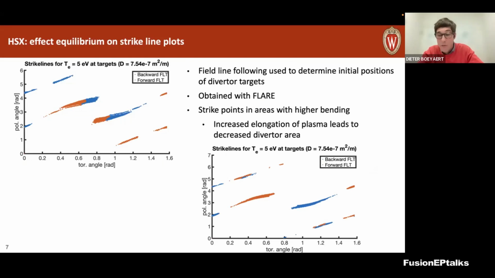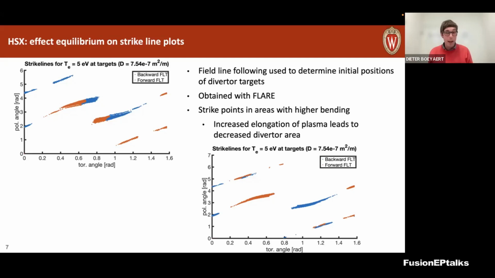The first thing we check with that is that we have different magnetic configurations. What is the effect of that on our strike line locations? As I mentioned before, HSX was originally built to study core confinement, and that's still one of the things it is currently used for. For that, we have our current standard configuration, the configuration in which HSX is running most of the time. But we still have some optimized configurations to suppress turbulence in the core, and these optimized configurations are more elongated.